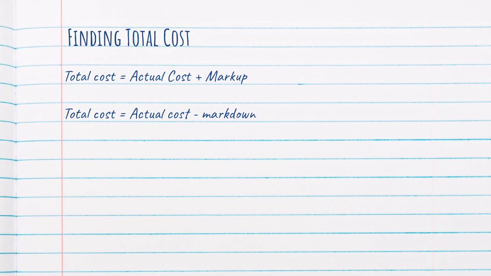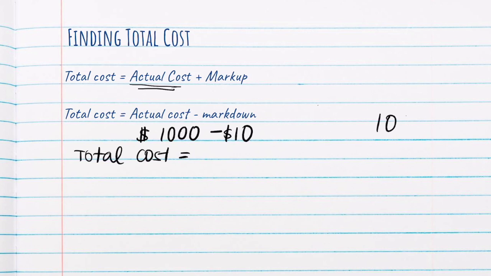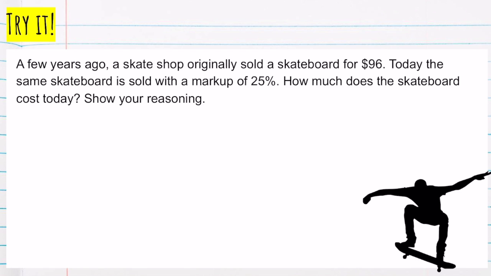So to find total cost, what we do is we start with the actual cost, which is the starting price, and then we add the markup. Like in our case with the interest, we added the interest to find a total. But if it's a discount, then instead of adding the discount, we're going to subtract the discount. Pretend like a car was $1,000, but we're going to take a markdown of $10. The total cost now is 1,000 minus 10, which is $990.